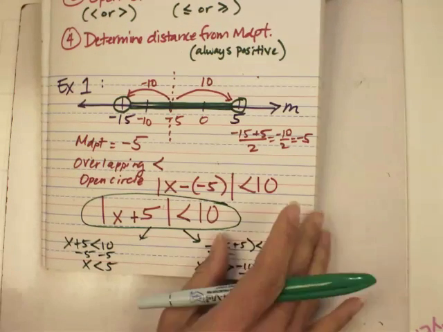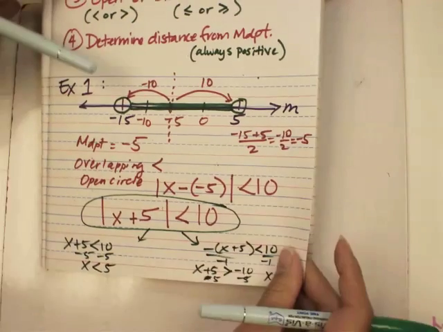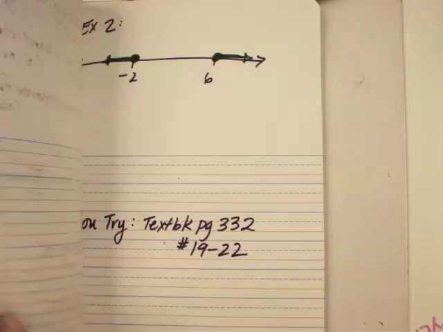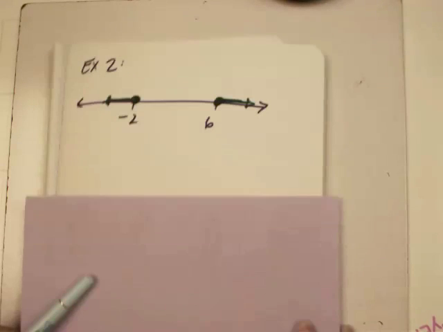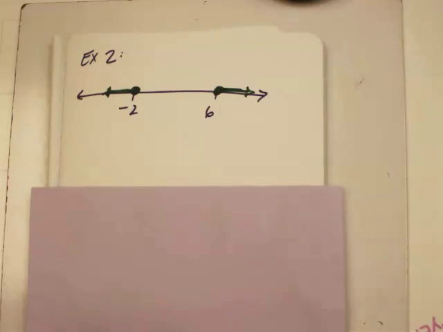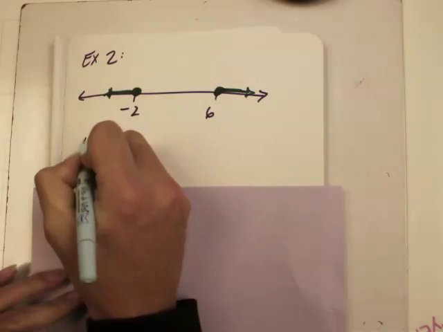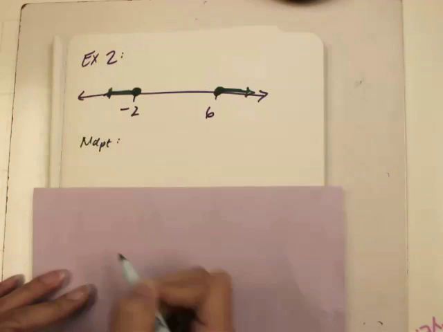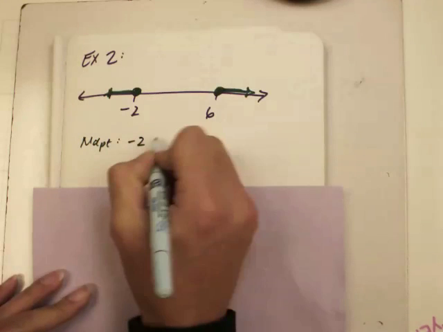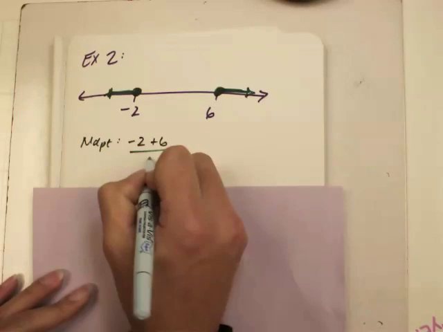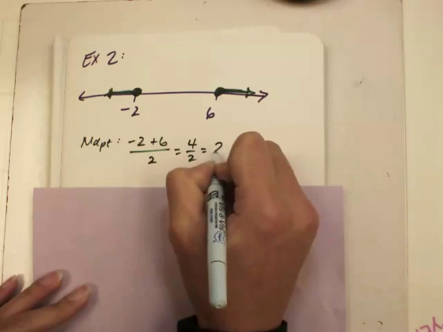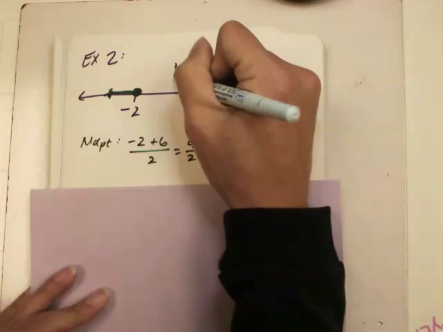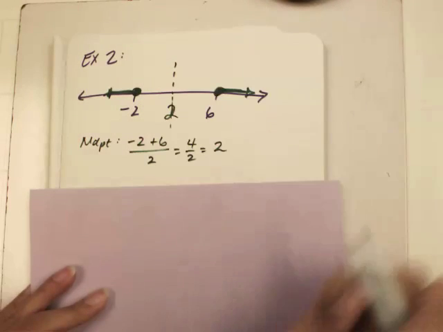Okay, let's do another example. You can keep the notes up top here open if you need that. For example number 2, you have this picture right here. Okay, and again, let's go through all the steps. We need to find a midpoint. -2, I can't tell, so I'm going to add -2 and 6, and I'm going to divide it by 2. I'm going to get 4/2, which is 2. So the midpoint, right in the middle, would be 2.